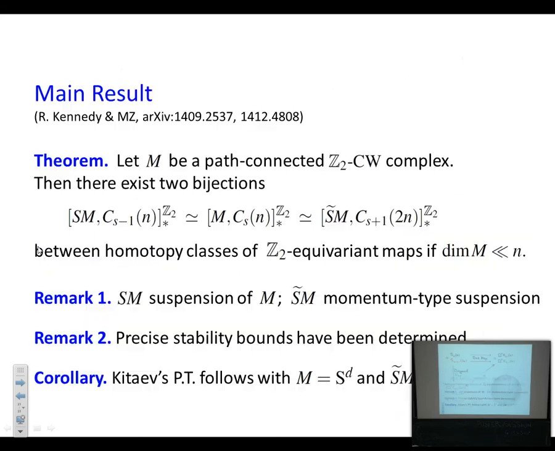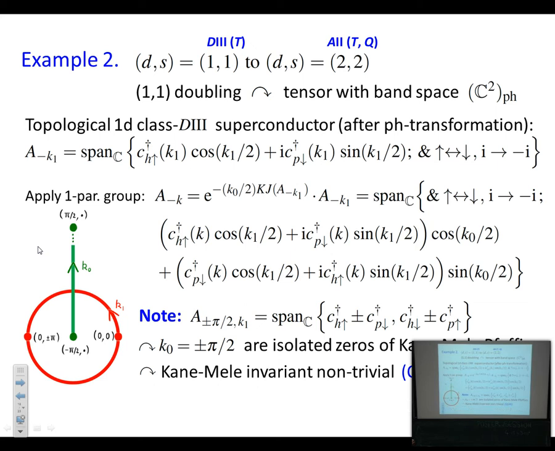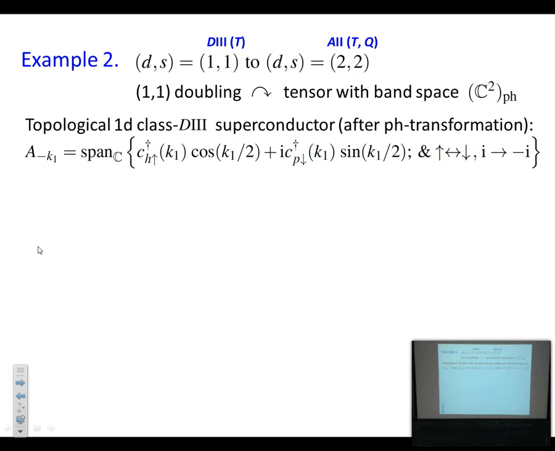Yes? So you take a specific ground state. That's a superconductor. Physically, it has spin-triplet pairing, and it is T-invariant. And you apply the diagonal map to that ground state.